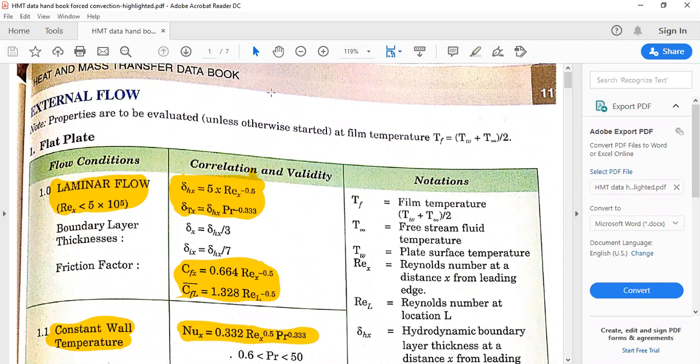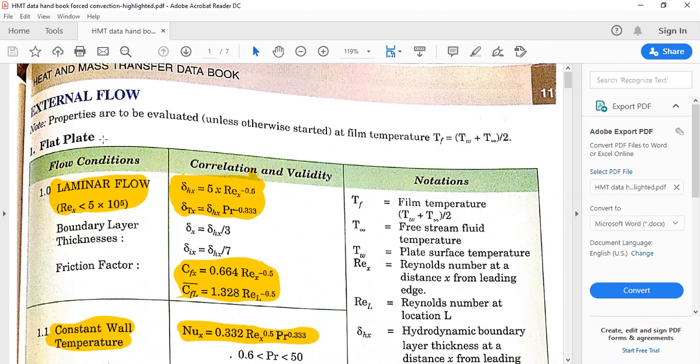In my book, it is page number 113. It varies on the versions. So if you don't have the same page number, you have to open the external flow section. Go to the page containing the external flow and flow over the flat plate.